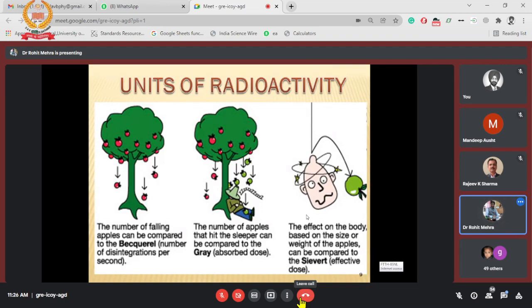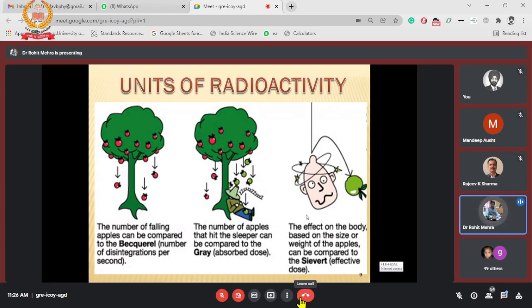And suppose a person comes and takes a nap beneath that tree. What will happen? Not all of the apples falling from the tree will strike that man. Only a few apples will strike him. Only those few apples which strike that man can cause a radioactive effect on him. That is why there is another unit, for absorbed dose, which is called gray. So we have a different unit, gray, that is absorbed dose.